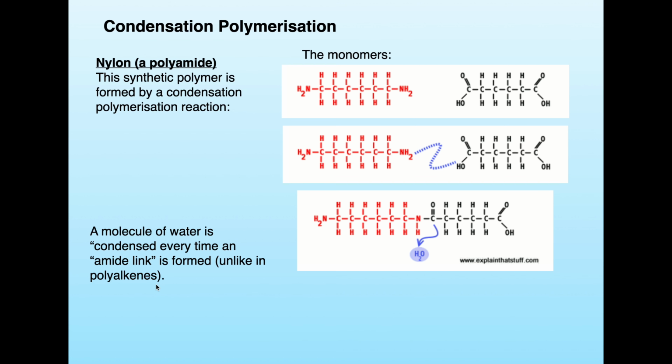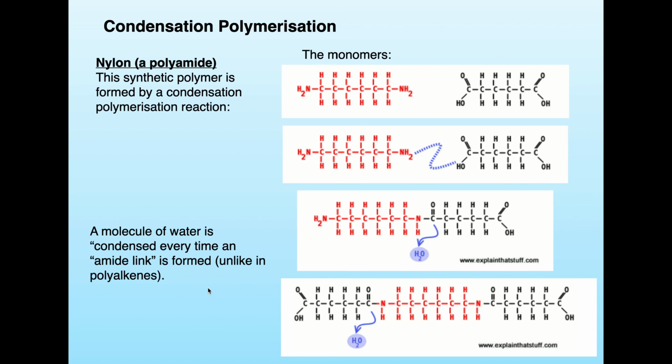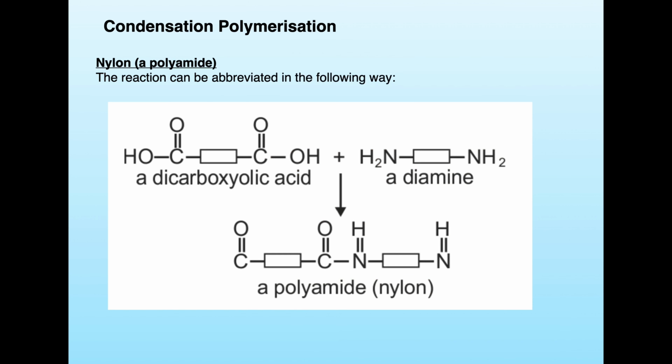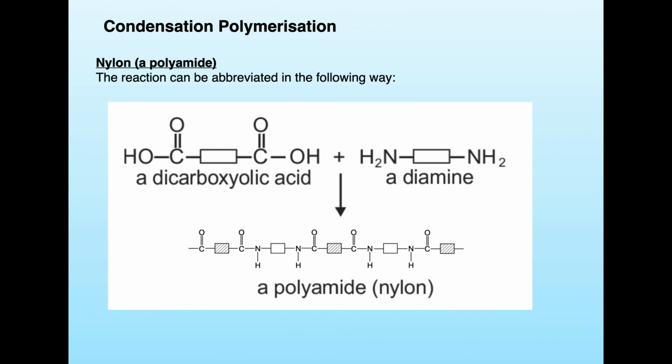With the polyalkenes, no molecules were lost, but here a water molecule is lost, isn't it? And then the end of the next molecule reacts with the end of another acid molecule, and another amide link is formed, and another water molecule is condensed. And the reaction continues until many thousands of monomers make one long polymer, in this case nylon. Okay, so we can summarize this in a slightly different way.